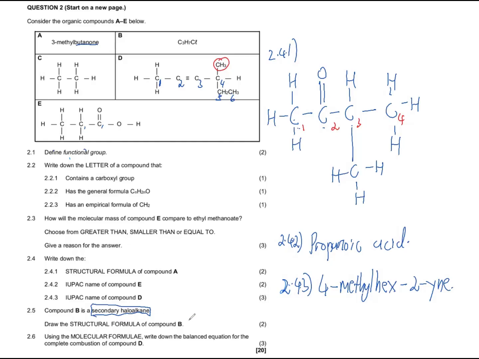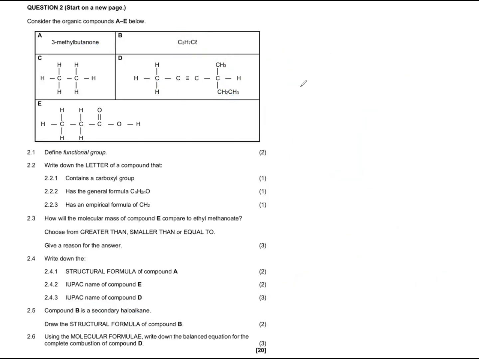So they say draw the structural formula of compound B. As we can see, we are only given the molecular formula. So how do we draw that if they say it's a secondary haloalkane? We start with 3 carbons, our parent chain. And then where should we put the chlorine? Secondary, so it has to be here, right? Look at this. It is attached to the carbon that is bonded to 2 other carbon atoms. That's what we mean by secondary.